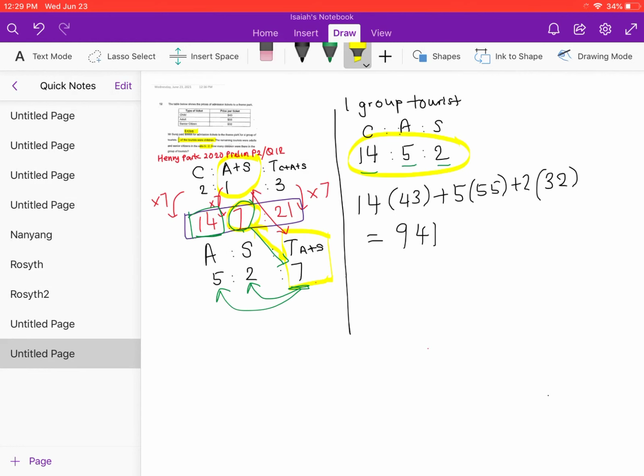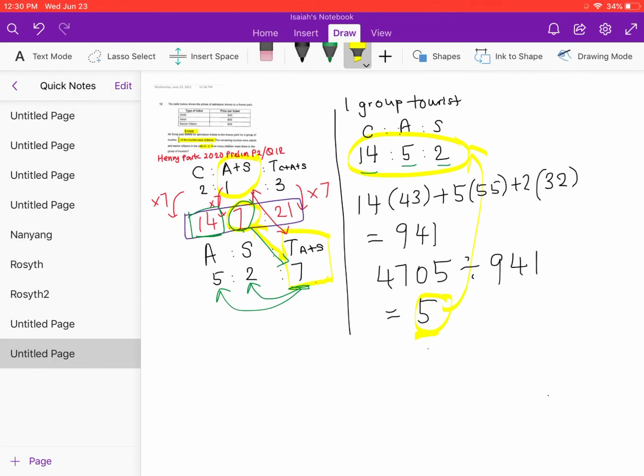But we know there are probably more than one group because he has paid much more. He has paid 4,705. So let us find out how many groups of 14 children, 5 adults, and 2 senior citizens are there. How many groups of these tourists are there? So what we will do next is we take the total amount that he has paid, which is 4,705, and we divide it by the amount that he needs to pay if there is just one group. Alright, so this works out to be 5. So now we know that there are 5 groups of 14 children, 5 adults, and 2 senior citizens.